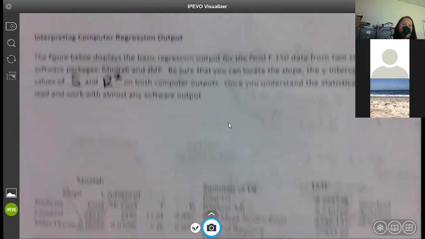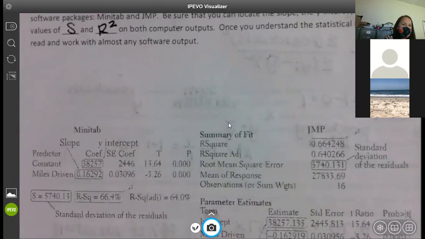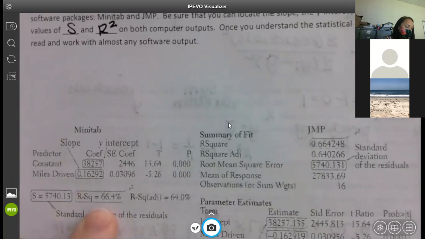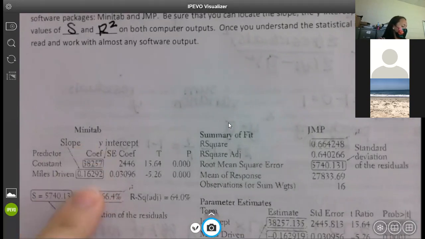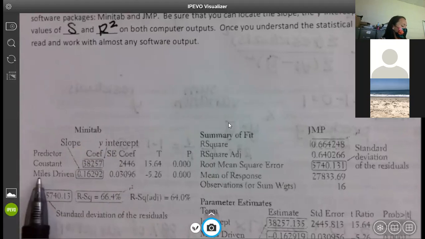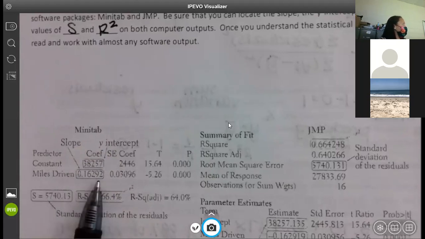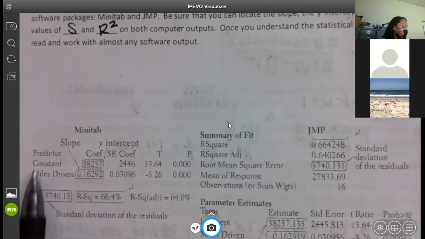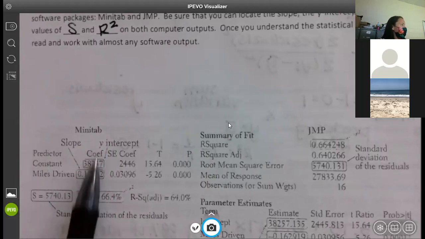All right, so a lot of times you'll see this Minitab output. So clearly there's S, there's R squared. Everything that you need for your line of best fit or your LSR is found underneath coefficients. The constant is going to be your y-intercept. The other one will be your slope. So that's how you'll know the difference, okay? So your y-intercept comes with constant, so constant coefficient.